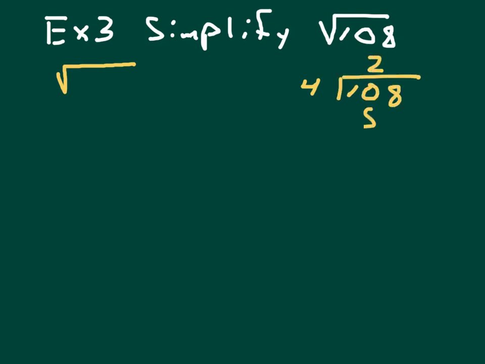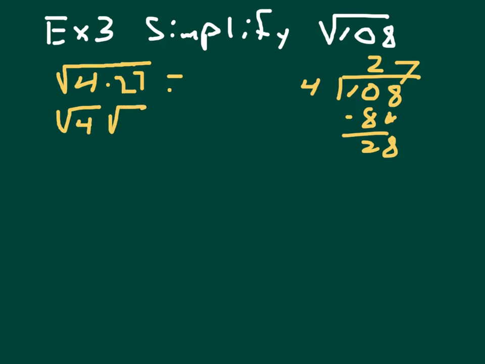Let's see, I get a 2, bring down the 8, 27. So 4 times 27. So 4 times 27 is two factors of 108 where one of them is a perfect square, which means the square root of 4 times the square root of 27, which means 2 radical 27.